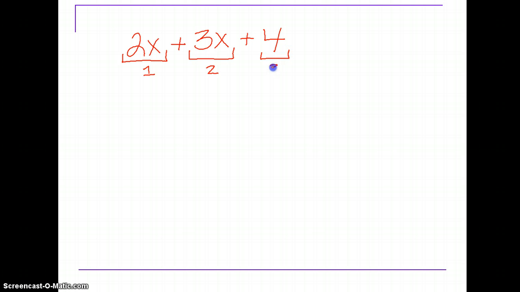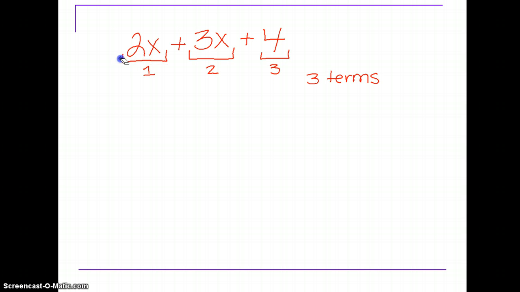Let's look at an example to help with the vocabulary words. More than anything, these vocabulary words are important in this lesson. If I have the expression 2x plus 3x plus 4, what are the terms? The terms would be each part that's being added to the next. Here's one part, that would be one term. Here's the second part, that would be another term, and 4 would be your third term. So there are 3 terms in this expression.